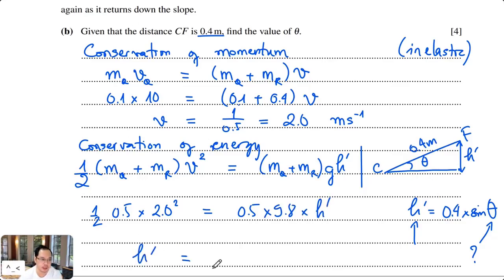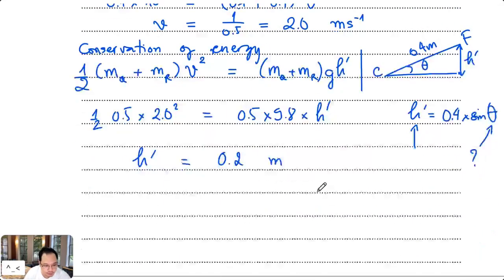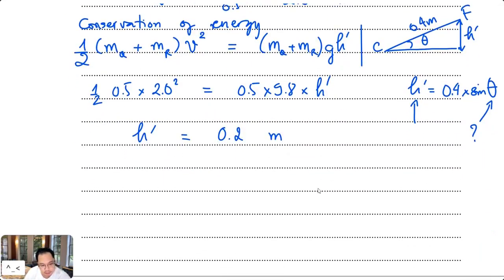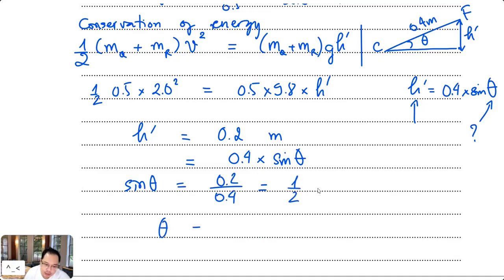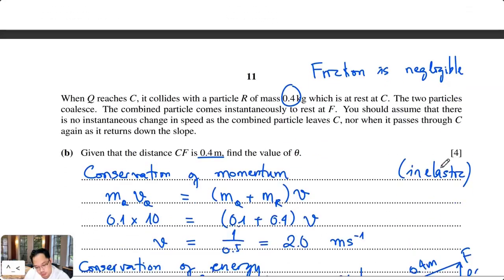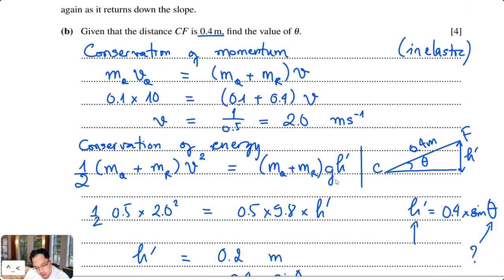Now finding the new height. The new height will be approximately equal to 0.2 meter, and it is equal to 0.4, the length CF, multiplied with sine of the angle theta. Therefore sine of theta will be equal to 0.2 over 0.4, which is 1/2, and therefore the angle theta is the inverse sine of 1/2, which is 30 degrees. Okay, 30 degrees. So this is the answer.